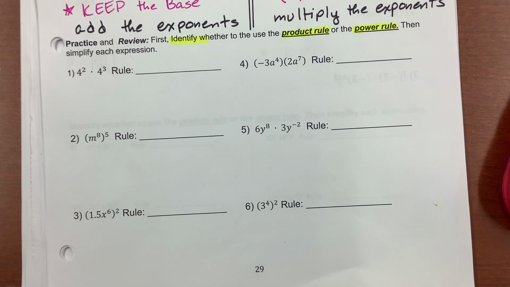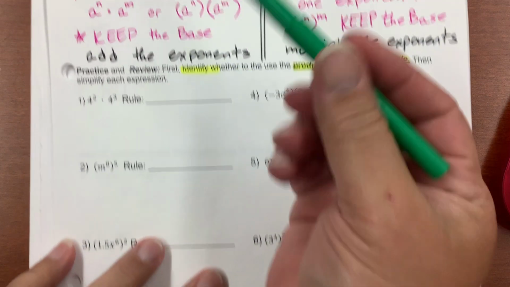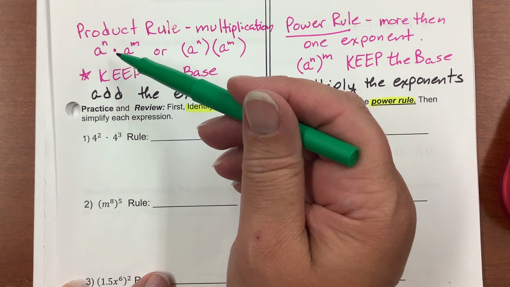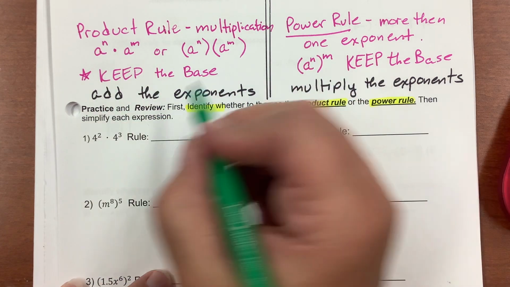Okay, welcome back. I'm looking at this first problem, and it looks like this problem. It has a base and exponents and a big dot for multiplication. So that's the product rule.